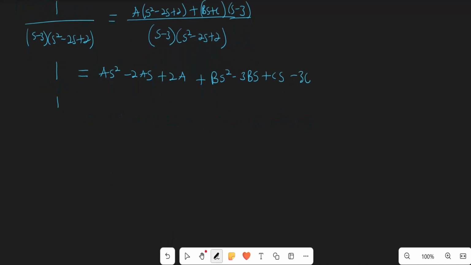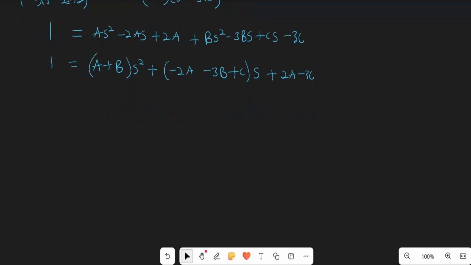Cool. So now let's gather like terms. So 1 is equal to, so we have A plus B, and those are the coefficients of s squared, so group like this. And now what about the coefficient of s? Negative 2A, right, minus 3B plus C, those are the coefficient of s. And now we have the constant term, we have 2A minus 3C, so plus 2A minus 3C. All right, so now let's compare both sides.